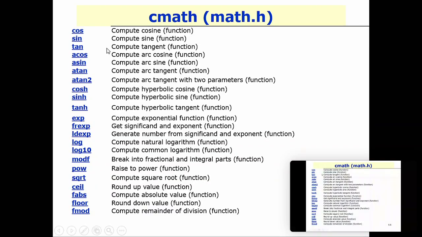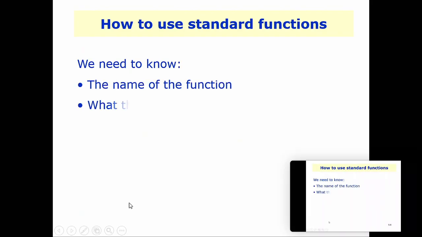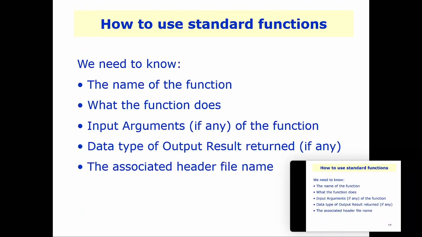So this is the list of the functions in the math.h, but they are not all. Actually it contains a lot of functions. So you can find cosine, sine, exp, log, power, square root, ceil, floor, something like that. Then, how can you use these various standard functions?